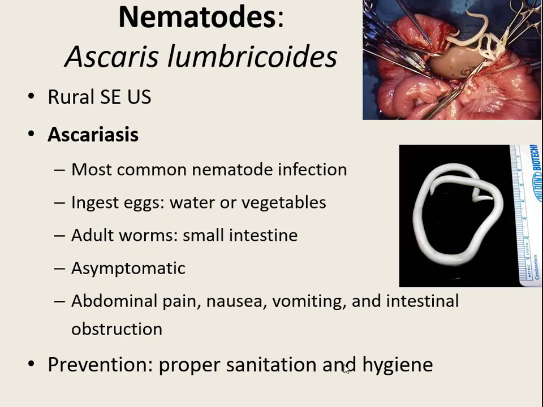Our first nematode, which is one of the largest of them, is Ascaris lumbricoides. It is found in the United States, more in the rural southeastern area. It's extremely common. About 1 billion people a year get infected with this. Again, just thinking how many people are on the planet, 1 billion a year. It is usually more common in tropical and subtropical regions.